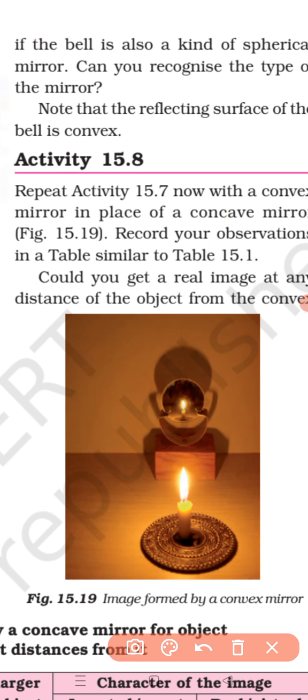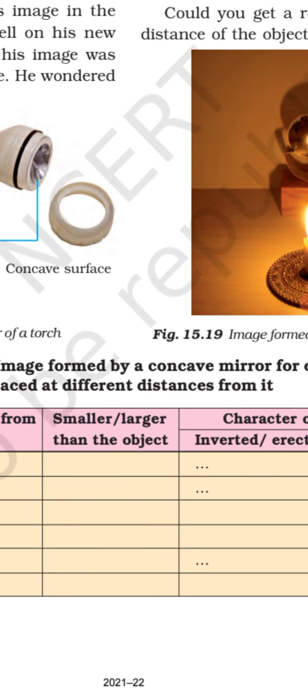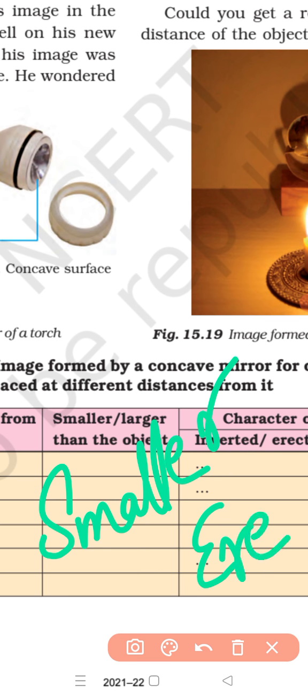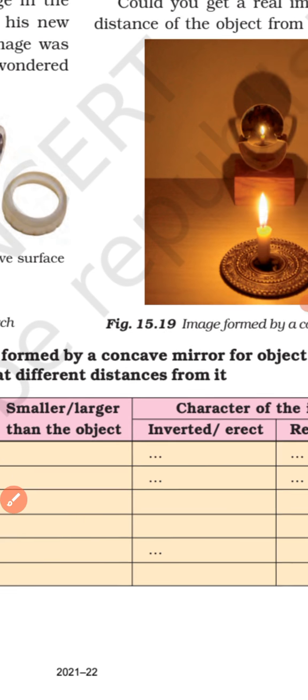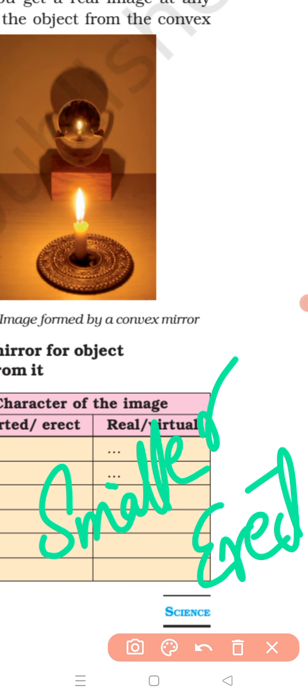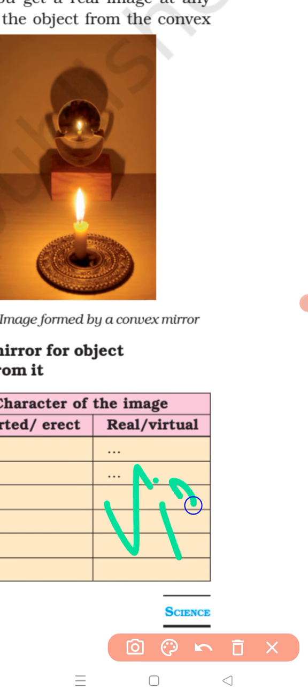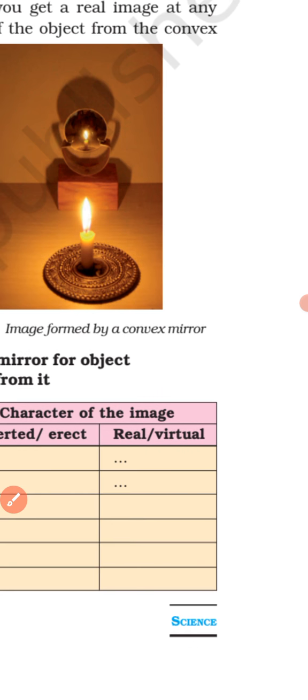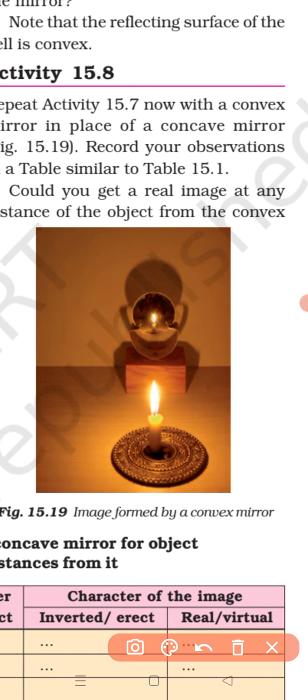So in each of the cases, you have to note what? Smaller. Here you have to note erect, and lastly, here you have to note virtual. Are you getting it? This is for a convex mirror, only for a convex mirror. As you can see from this figure 15.19, the image cannot be obtained on the screen, so it is a virtual image.